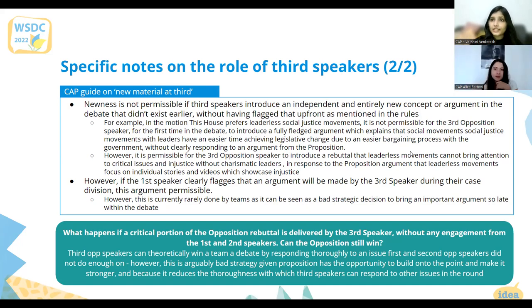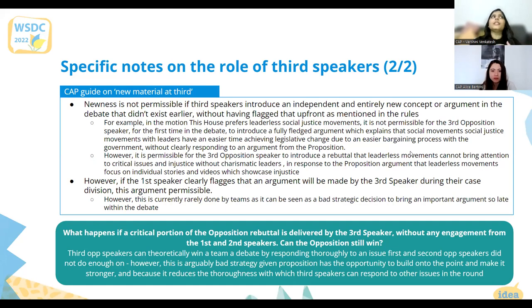So if you are first speaker and you say our team has four arguments and you go, I will do the first, my second speaker will do the second and third, our third speaker will extend the elaboration by doing a small portion. Only if you say that way upfront in your case split is it even in consideration. And even then, it has to be a small portion.